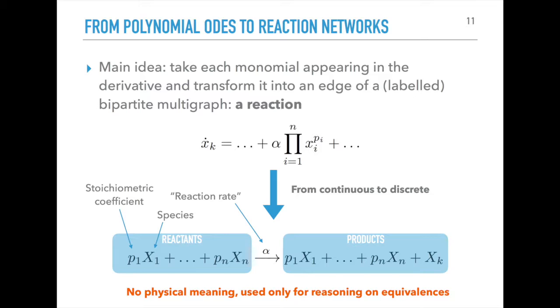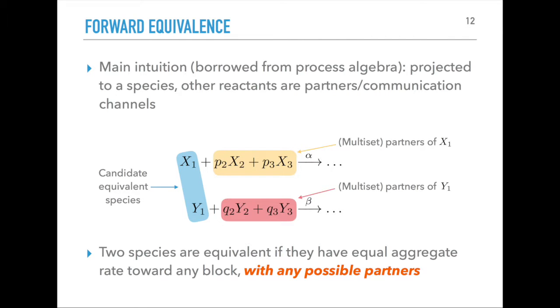And I want to stress that this construction here has no physical meaning whatsoever in general. It's just used for the reasoning on this discrete structure, to find the equivalences on this graph. That's a kind of a hypergraph, so it's not linking nodes to nodes, but sets to sets, multisets to multisets, and we want to find an equivalence here. Clear?